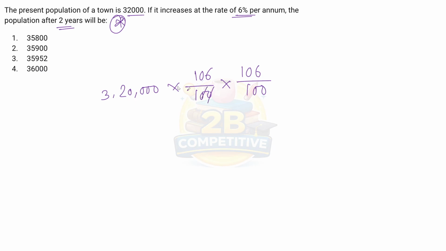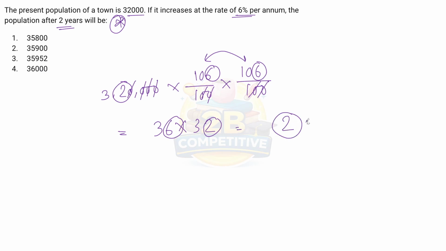So crossing out the zeros, 106 into 106. First we can multiply this. Wait, we don't have to actually multiply this. 6 into 6, that is 36, so the unit digit will be 6 into 6, that is 6. So the unit digit will be 6, so there is only one option ending with that digit. So we don't have to actually calculate the long number, right? We can actually get the answer using the unit digit method.